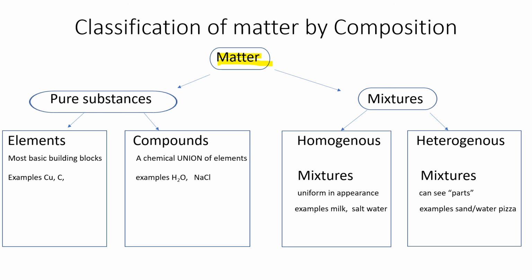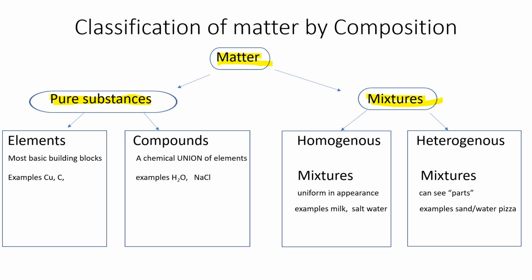And the first way you can break down matter based upon composition, the first splitting point is you can talk about things either being pure substances or mixtures. If it's a pure substance, it's just one thing. If it's a mixture, it's a mixture of more than one thing. And you don't have to overcomplicate this.